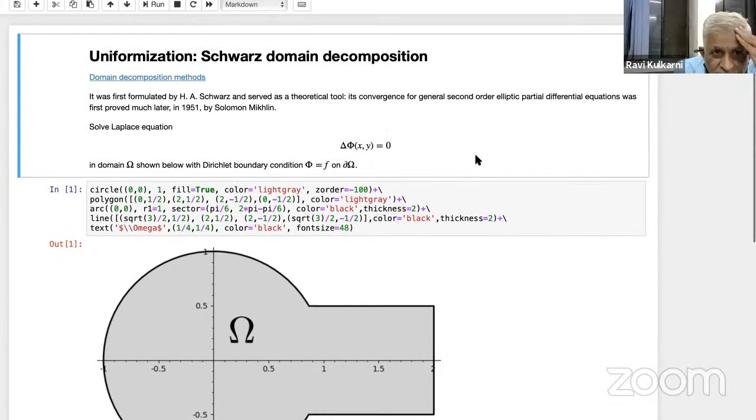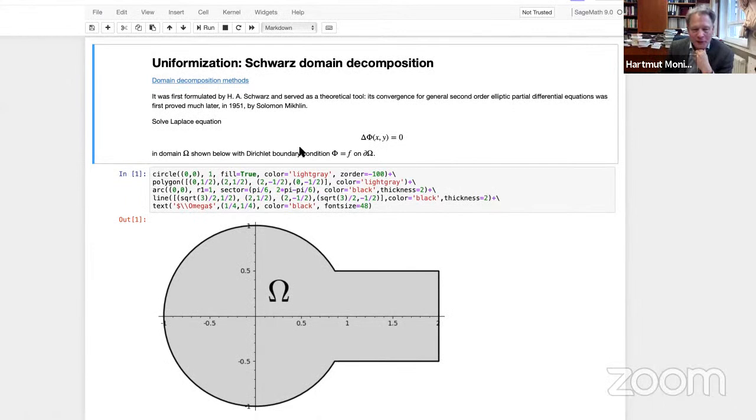Good. So let's assume that we want to solve the Laplace equation for phi on the domain omega, with some function on the boundary. So Dirichlet boundary conditions.